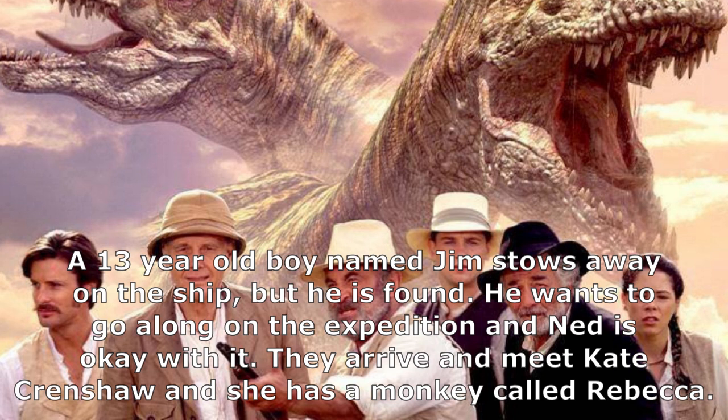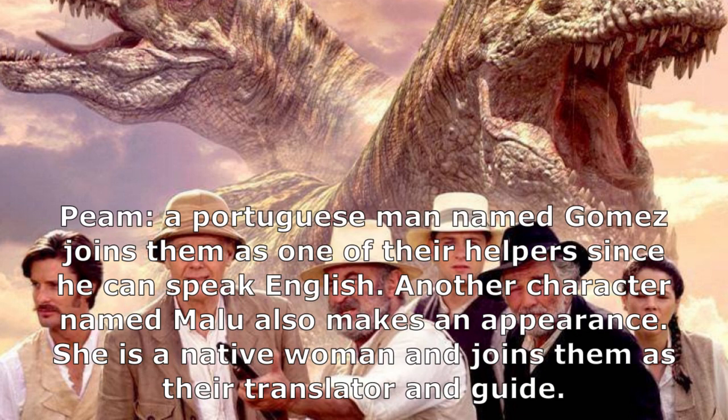They arrive and meet Kate Crenshaw, and she has a monkey called Rebecca. A Portuguese man named Gomez joins them as one of their helpers, since he can speak English. Another character named Malu also makes an appearance. She is a native woman and joins them as their translator and guide.